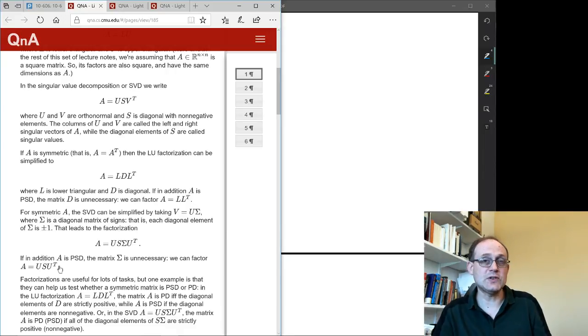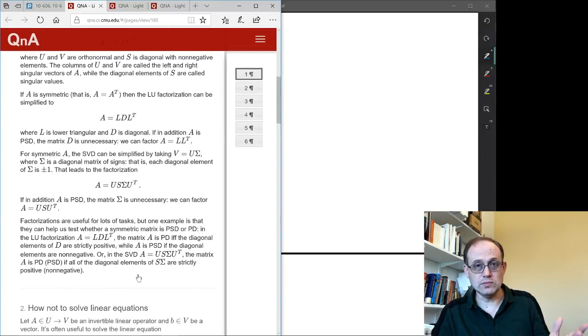So variance matrices are always symmetric because multiplication of scalars is commutative. And they are always positive semi-definite. That's maybe less obvious, but it's a few line proof. And so because it's symmetric PSD, we use the U S U transpose version of a singular value decomposition.